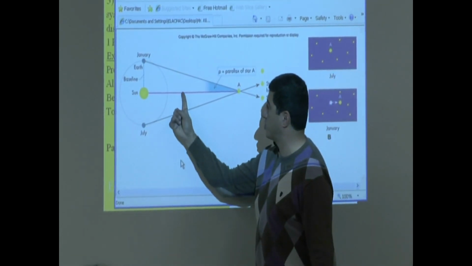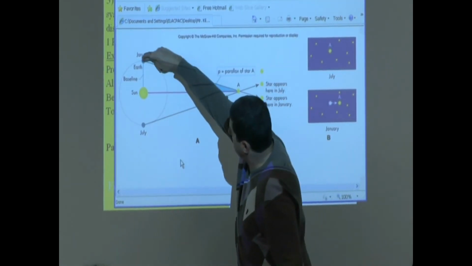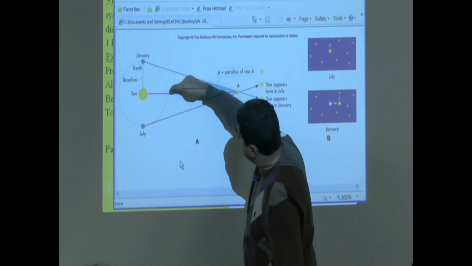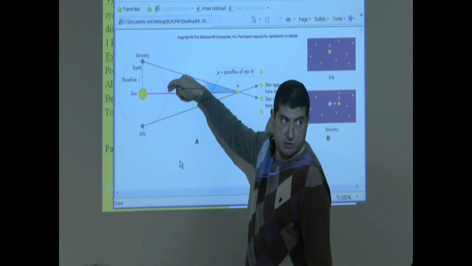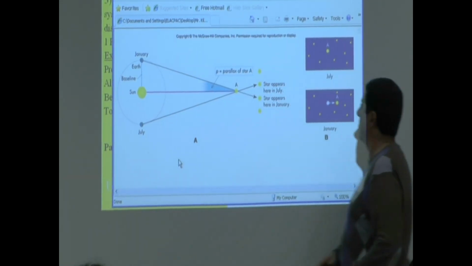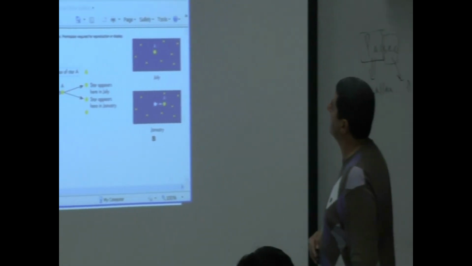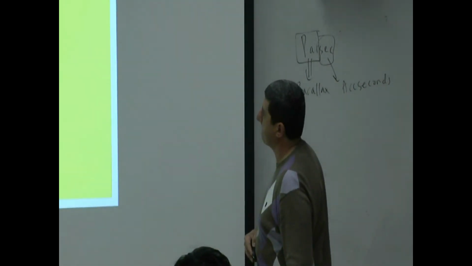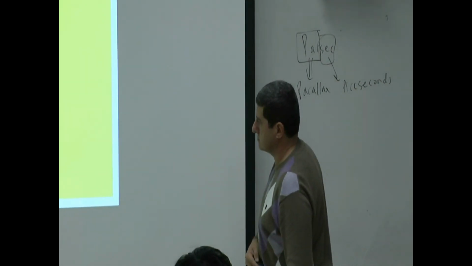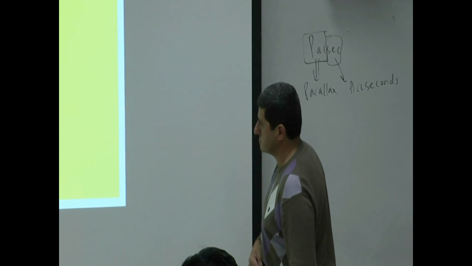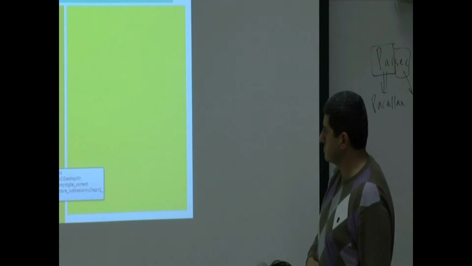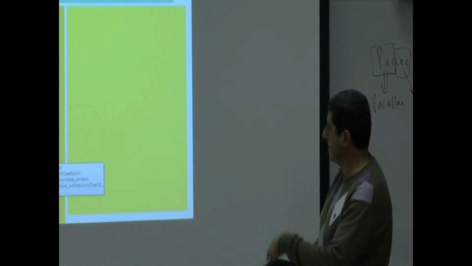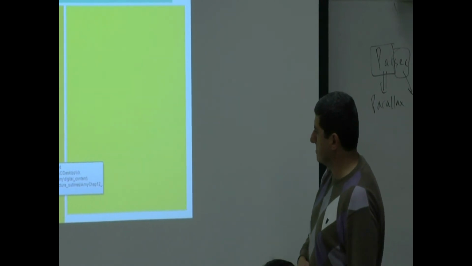If the star is close to me, what's going to happen? The triangle is going to look like that. The parallax angle is going to be larger. Therefore, the distance to the star is going to be shorter. You see? And this is a little quick movie clip on that.